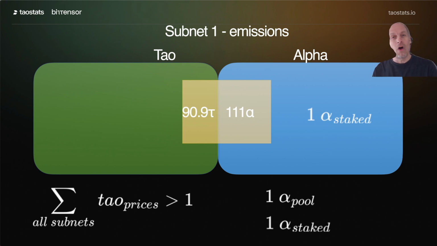One alpha is also emitted into the staked pool. That's going to be divided amongst the owner, the miners, the validators, and all the stakeholders. We'll have another video to walk through how that works, because that's different from the way it is in the non-dTAO world as well.